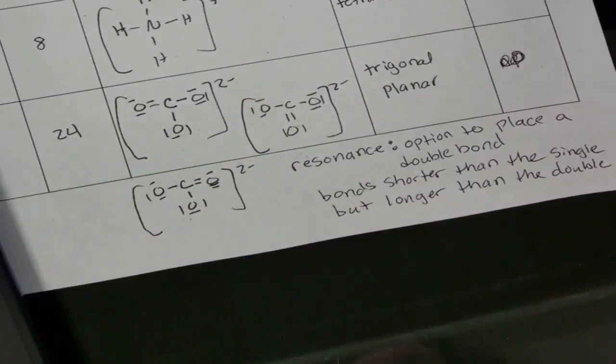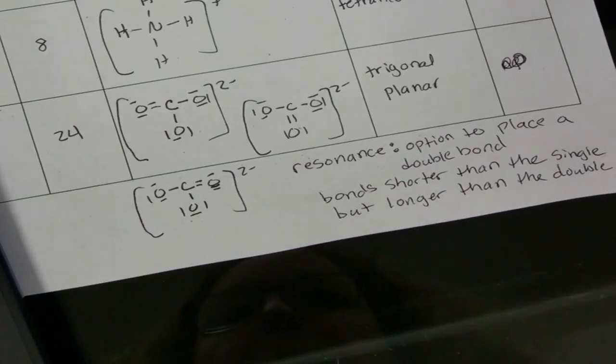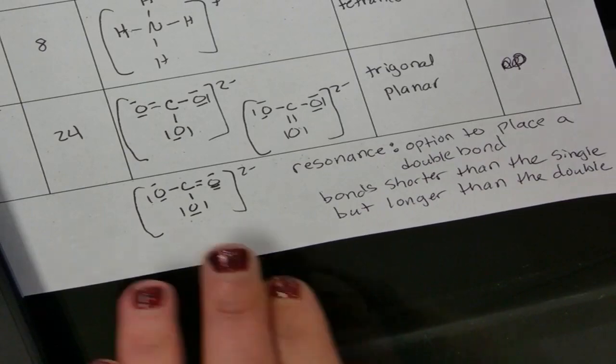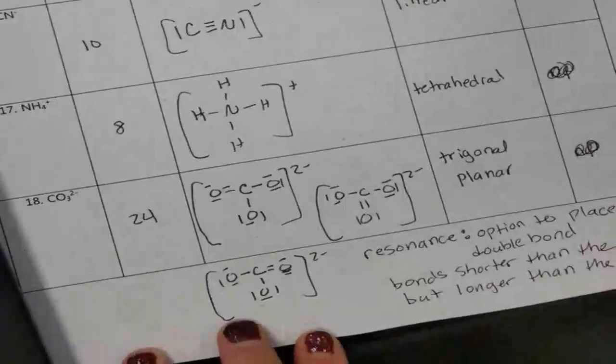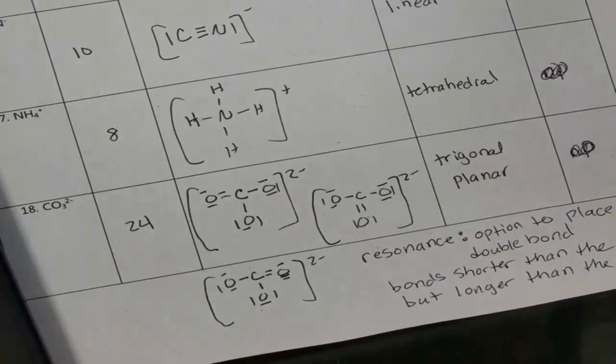So this lesson has a lot of information. All right, we talked about resonance and got that in there. All right, we talked about polarity. Be careful. We have two types of polarity. We have bond polarity. Let's look at number 17.